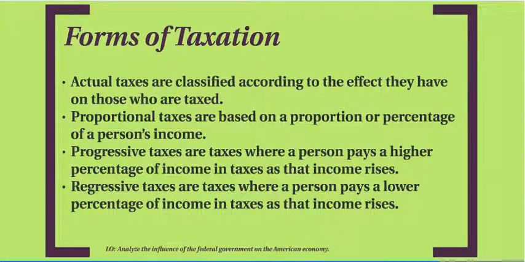Now let's look at the forms of taxation. Actual taxes are classified according to the effect they have on those who are taxed. Proportional taxes are based on a proportion or a percentage of a person's income. So if you're taxed a flat percentage, that would be proportional. Progressive taxes are taxes where a person pays a higher percentage of income in taxes as the income rises. For example, our federal income tax system is supposed to be a progressive tax system. As your income rises, you move into a higher tax bracket where you're taxed at a higher rate.